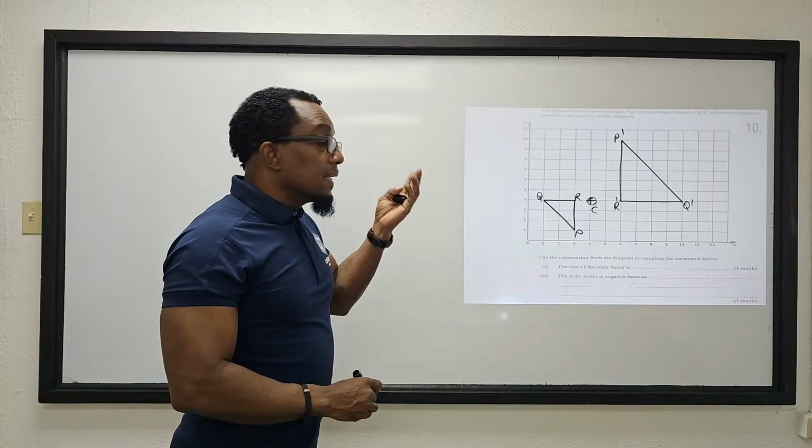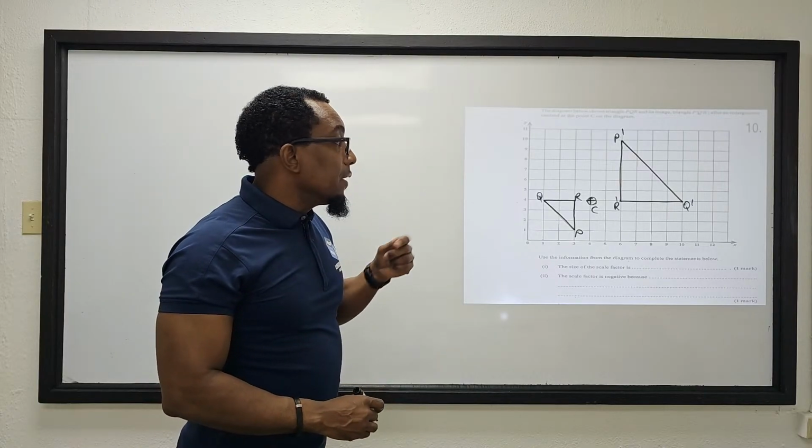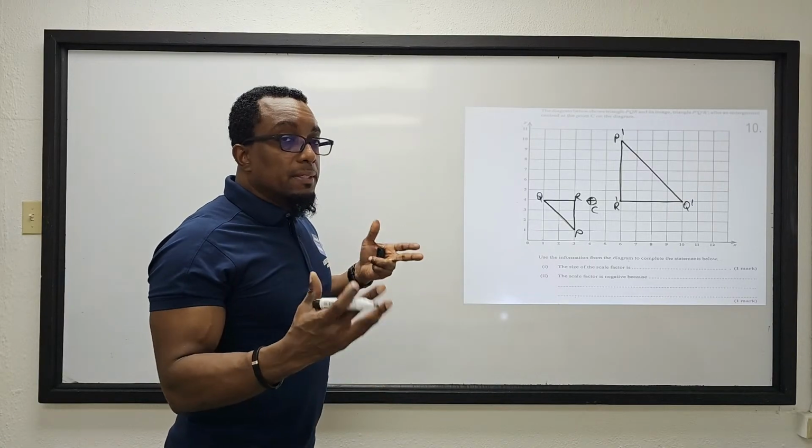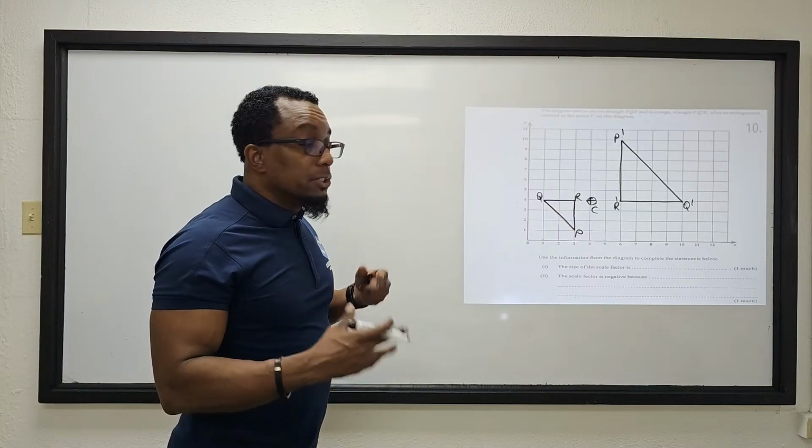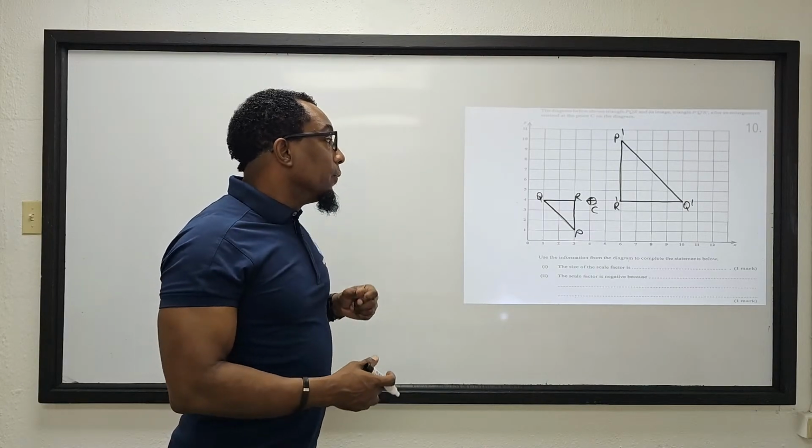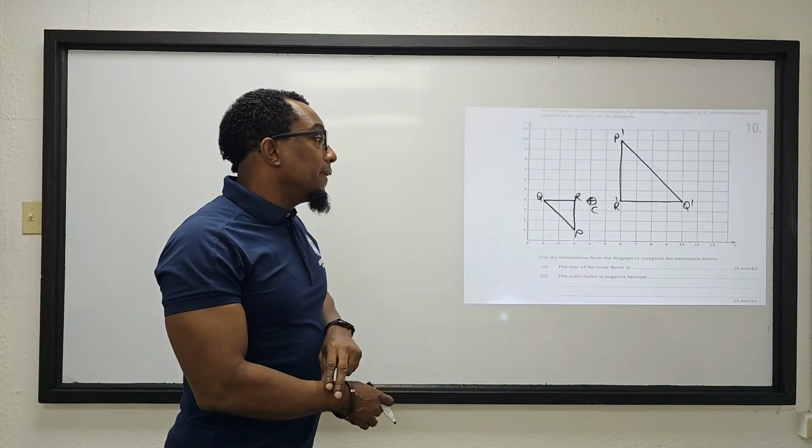Good? And clearly it's an enlargement. You have an image and you have your object. But the image is of course bigger than the object. So it's an enlargement. Use the information on the diagram to complete the statement below.